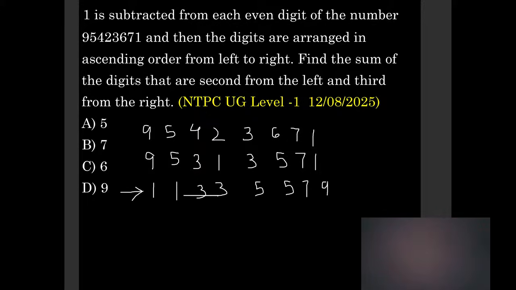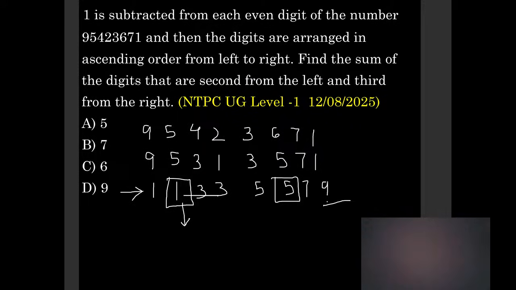Now our question is to find the sum of the digits that are second from the left. From your left-hand side, if you count, it should be second. Next, from your right-hand side, it should be third. So left-hand side means this is the first number, second number. So second from the left-hand side is 1. Next, from your right-hand side, if you count, this is the third number from the right-hand side.